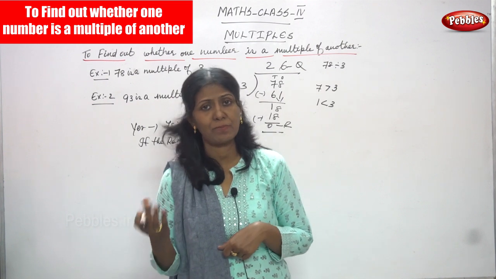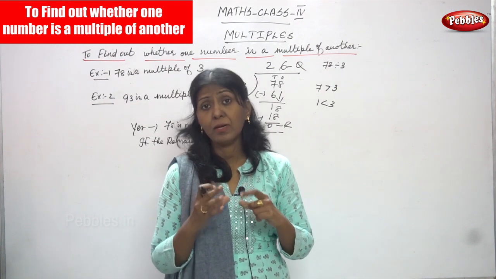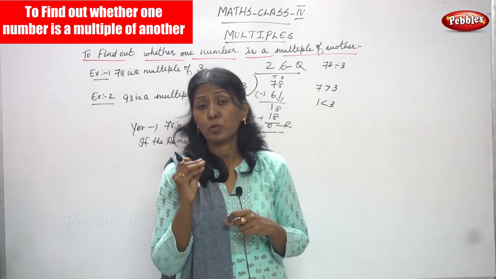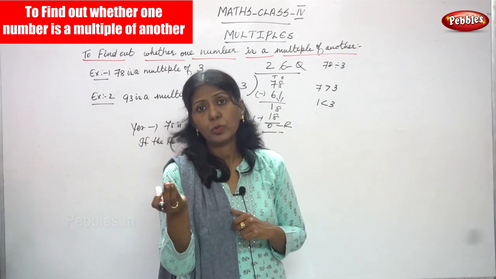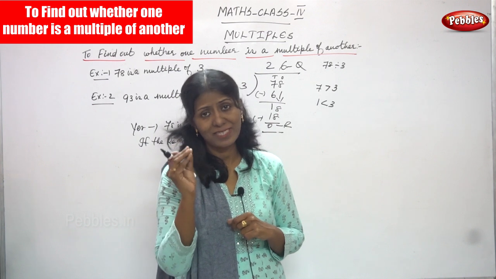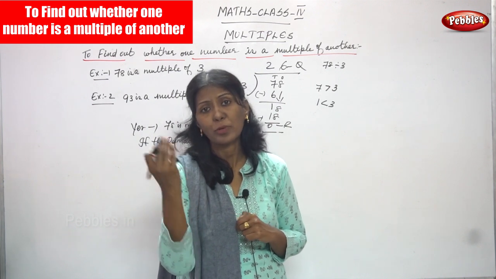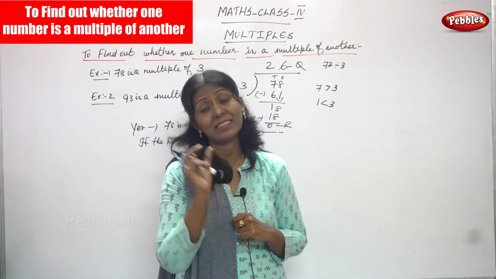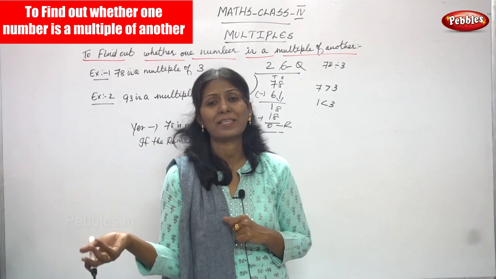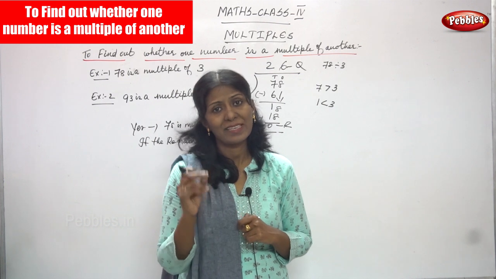I've told you what a multiple is. It is for a specific number, whatever number you have taken. For example, I told you 5. 5 is a number. 5 into 1 you get 5. These two numbers are factors, and the answer, the product, is a multiple. That is what I have written very clearly.